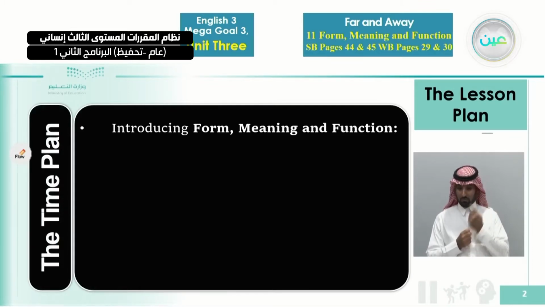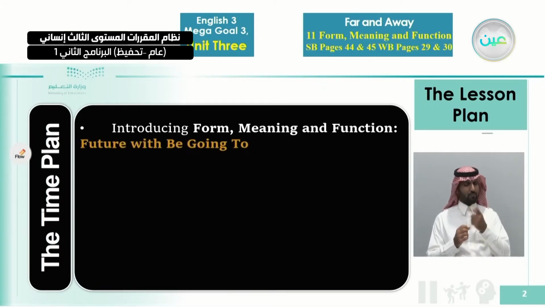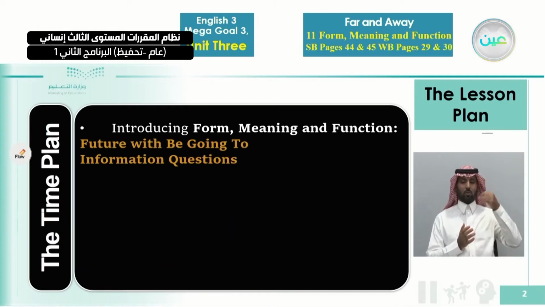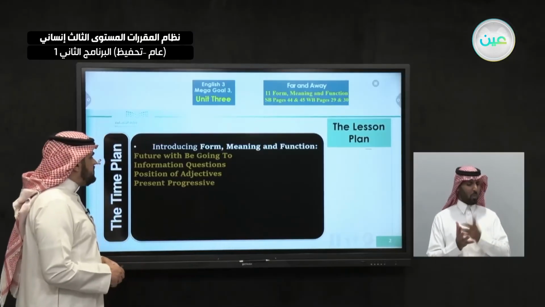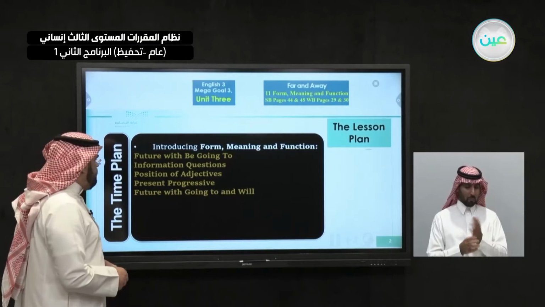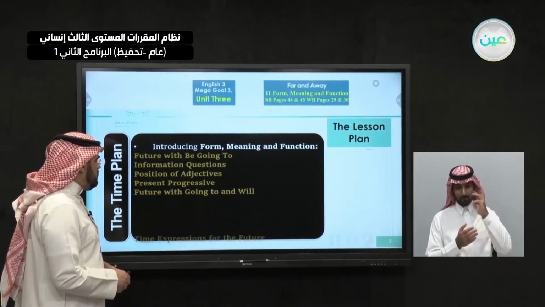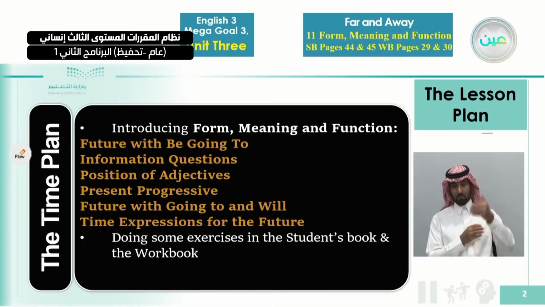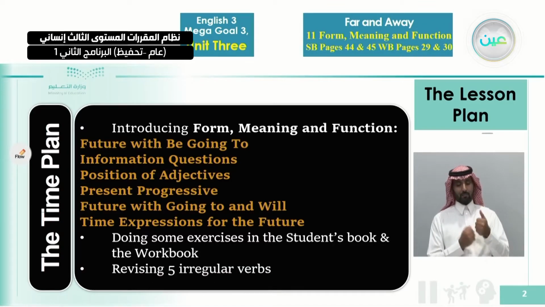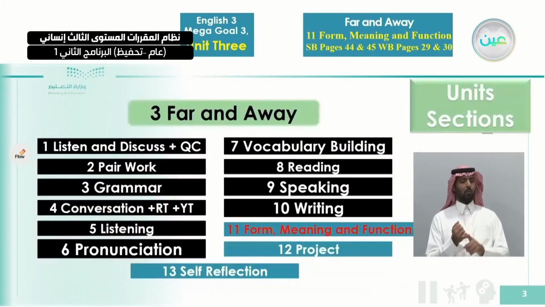In this form, meaning, and function, we will study with you together future with be, future with be going to, and also information questions, position of adjectives, present progressive, future with going to and will. And also we're going to study with you time expressions for the future. And also we're going to do some exercises on these parts of grammar. And at the end we're going to review 5 irregular verbs.